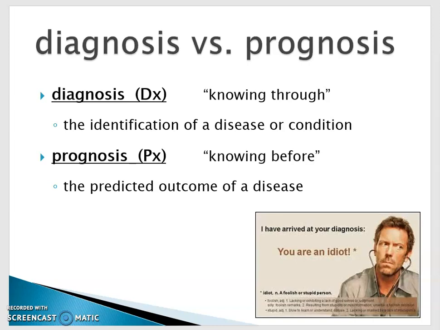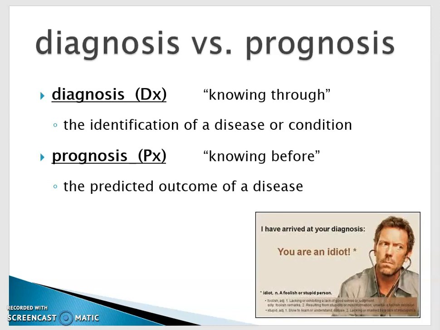We have objective and subjective. Subjective is what you've told us is going on. Objective, we've taken measurements of things, in this case a biopsy, but it might be an EKG for the heart or a pulmonary test if it's the lungs we're looking at. Once the diagnosis is applied, via experience, they can apply a prognosis, which means knowing before. So this is the predicted outcome of a disease.